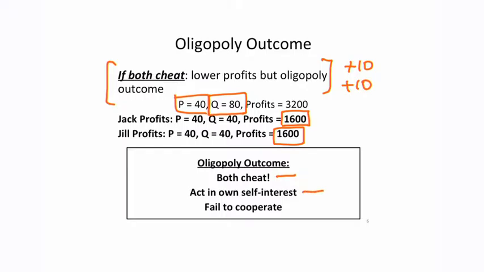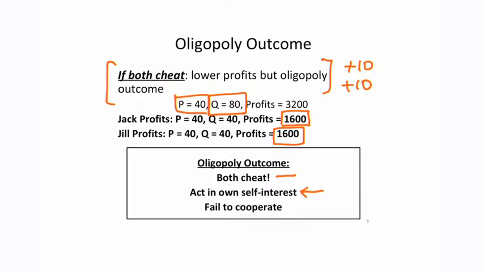The benefit is that if they cheat and the other person cooperates, they get even higher profits than the monopoly outcome. And the risk, if they cooperate and the other person cheats, is that they have much lower profits than they otherwise would. So we can see that the interest of cooperation fails, and they both end up cheating.